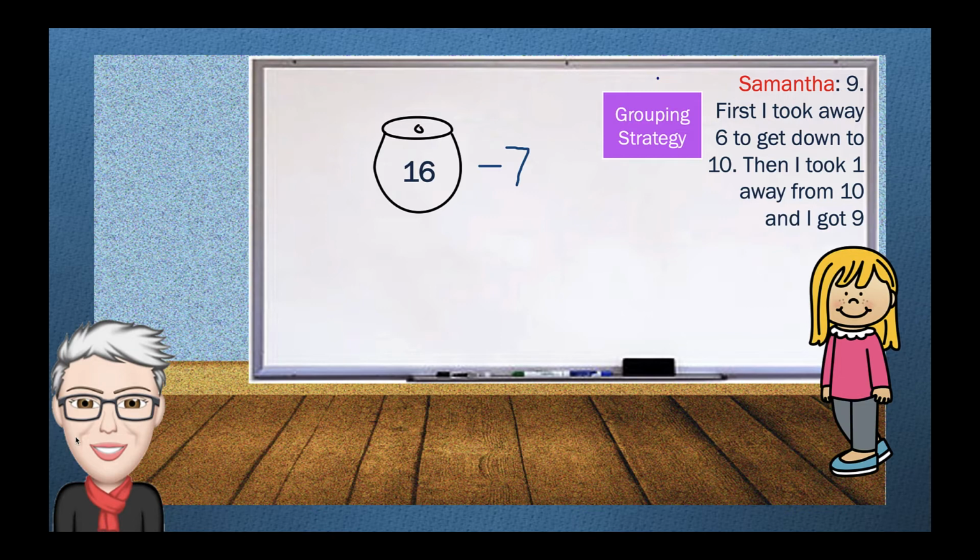The teacher can easily use number sentences to record her thinking. 16 minus 6 equals 10. 10 minus 1 equals 9. The teacher can go on to point to the 6 and the 1 in the number sentences, or even draw a loop around them as she remarks, there's the 7 that Samantha took away. First she took away 6, and then she took away 1 more.